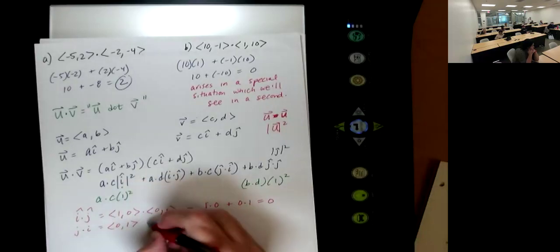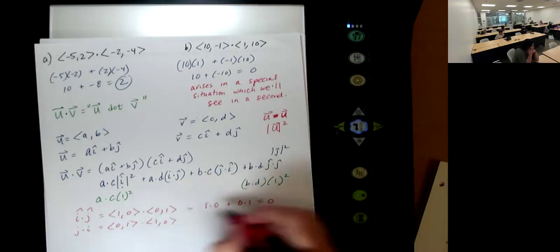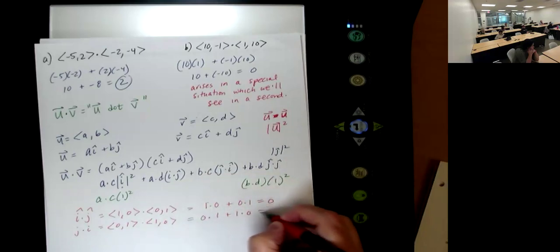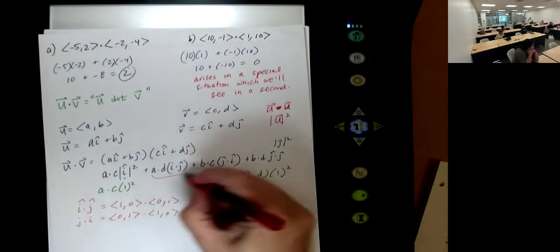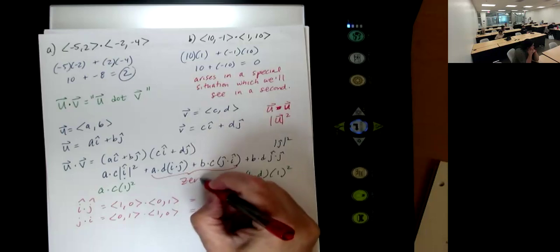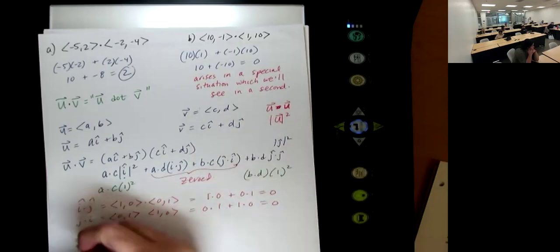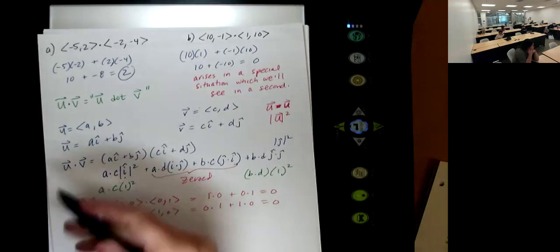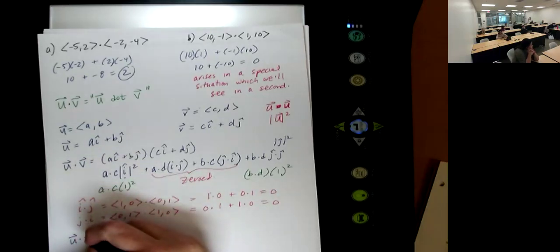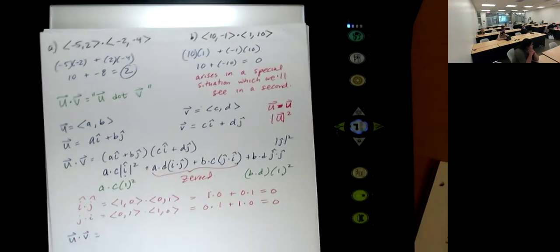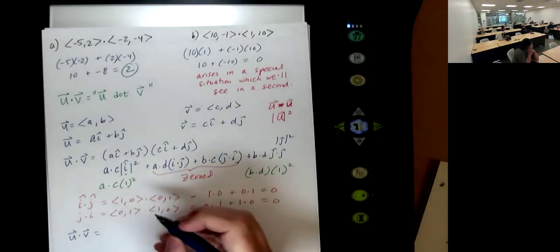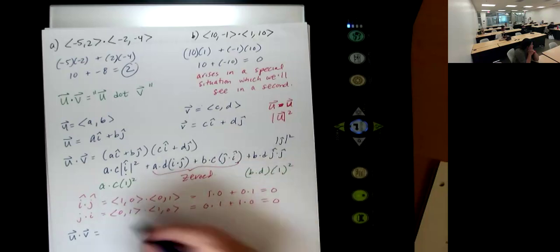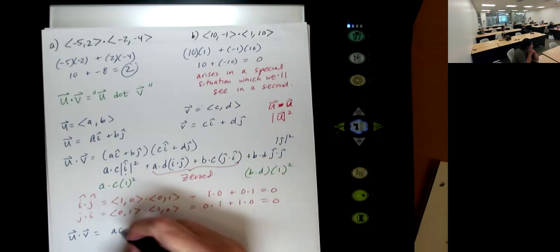(0, 1) times (1, 0) is 0 times 1 plus 1 times 0, which is 0. So these cancel out. These are zeroed out. And we see that we get u dot v is ac plus bd.